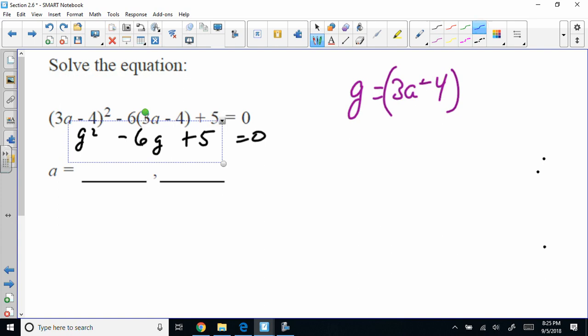Is there a different way to do this, or is this the only way? Well, that's the only way I know.